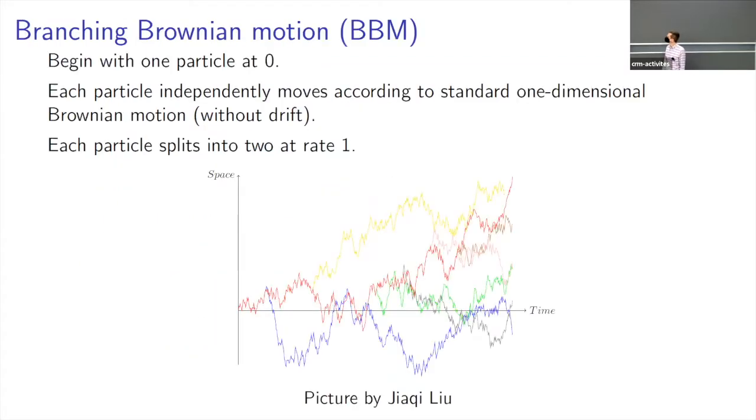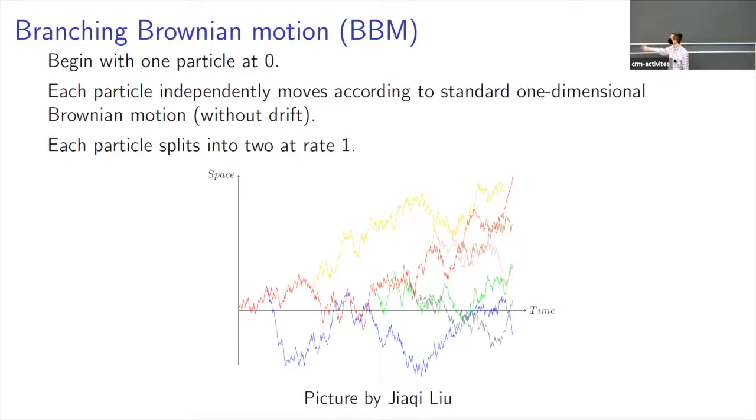So here is branching Brownian motion. For now, we're going to begin with one particle located at the origin, although it's certainly possible to start from other configurations of particles. We will assume that each particle independently moves according to standard one-dimensional Brownian motion, right now without drift. And we'll assume that each particle splits into 2 particles at rate 1. It is possible to consider the possibility that a particle could give birth to more than one particle at a time, but throughout these lectures, I'm going to stick to the case of binary branching for simplicity.